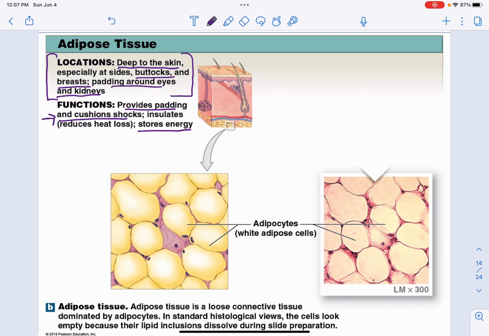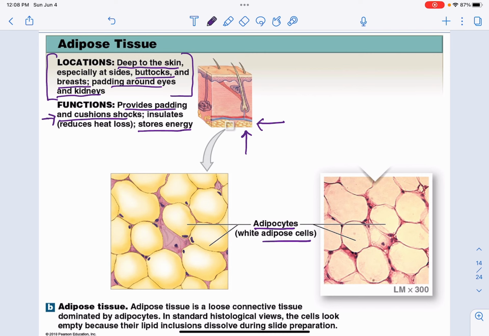So this is an image of what skin looks like. Adipose is deep to the layers of skin. You can find it deep in skin. Here it's always pictured as yellow, ball-looking cells. These are called adipocytes, okay? So adipocytes, or adipose cells, contain a lot of fat within the cells.